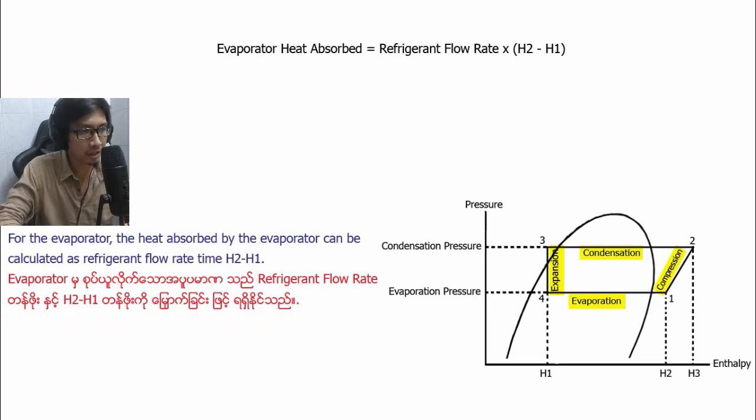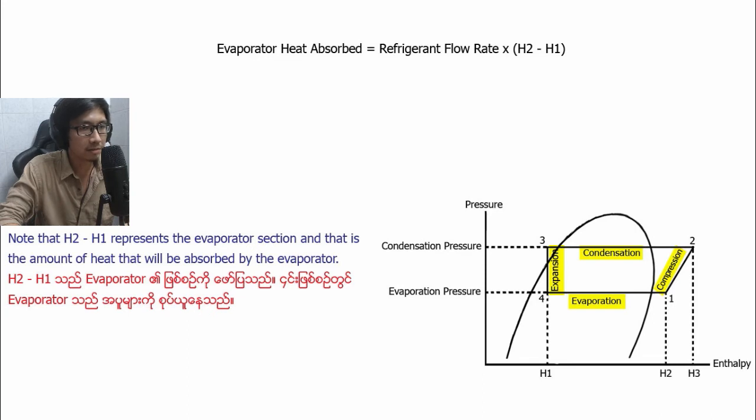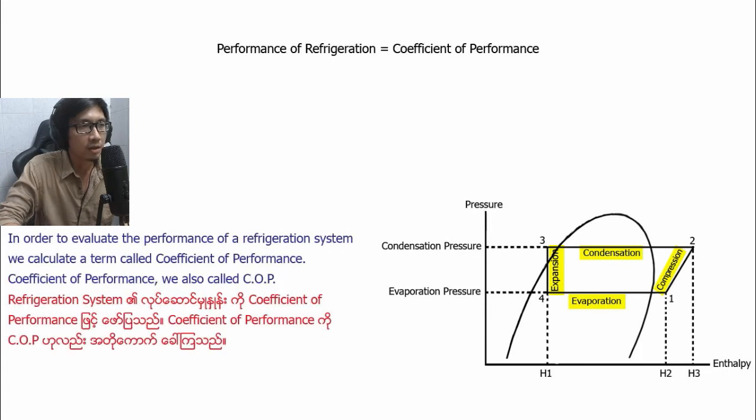For the evaporator, the heat absorbed by the evaporator can be calculated as refrigerant flow rate times H2 minus H1. Note that H2 minus H1 represents the evaporator section, and that is the amount of heat that will be absorbed by the evaporator. In order to evaluate the performance of a refrigeration system, we calculate the coefficient of performance.